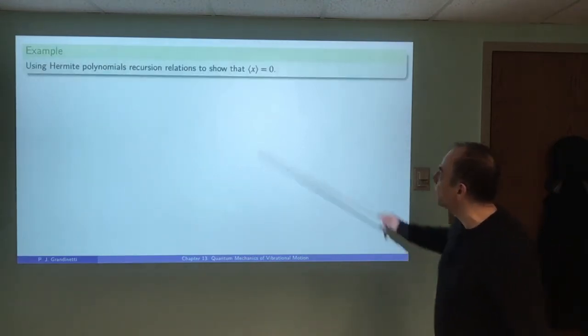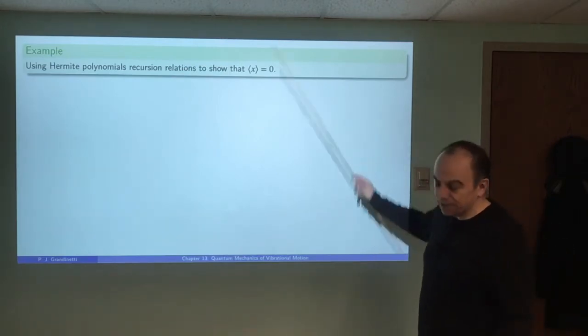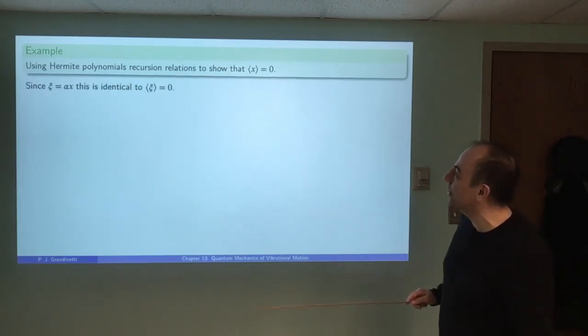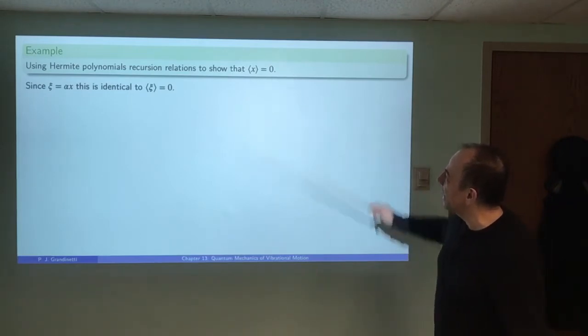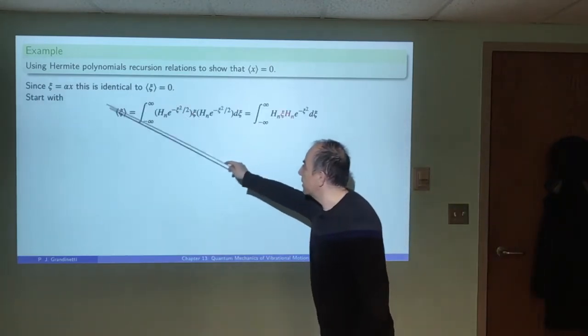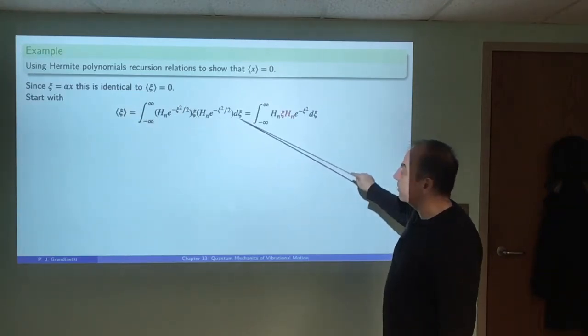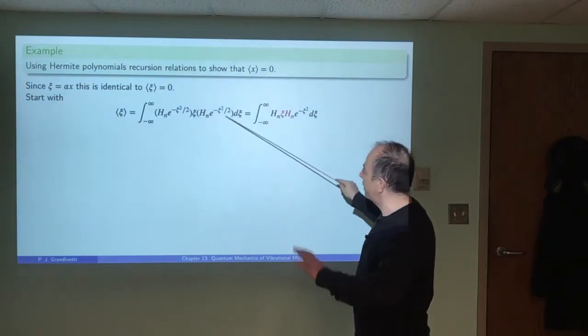Let's look at some examples. We're going to use the Harmonic polynomial recursion relationships to show what we already knew earlier, which is that the expectation value of x is 0. Since x is equivalent to xi, we're going to write down the wave function here. So now I'm going to use the wave function in this form.